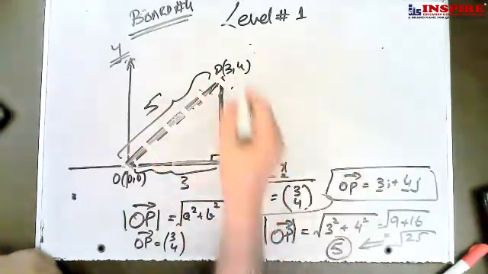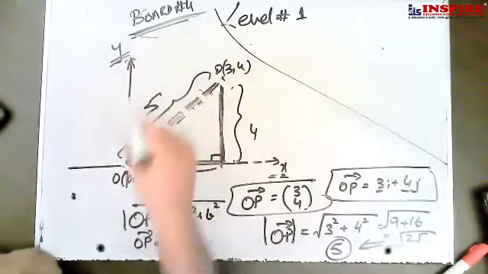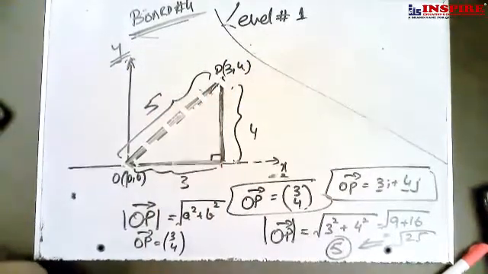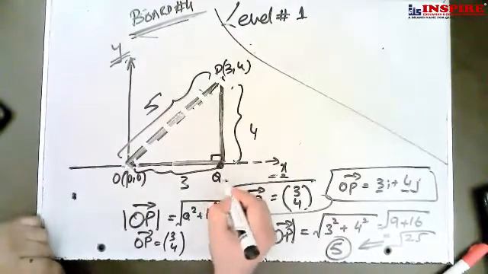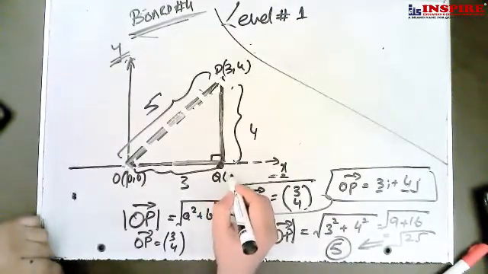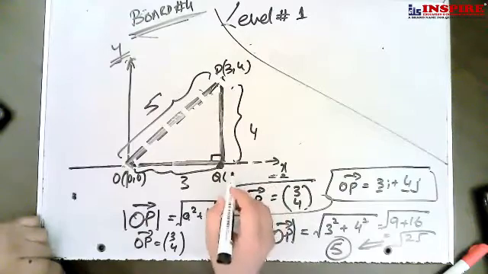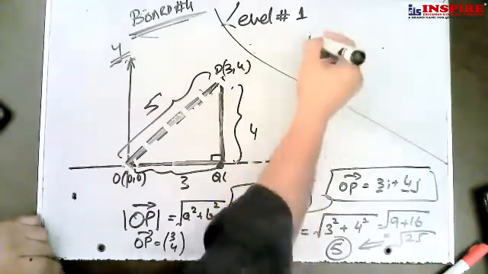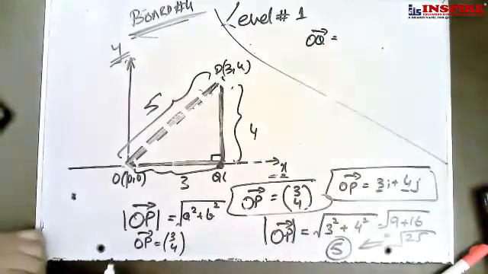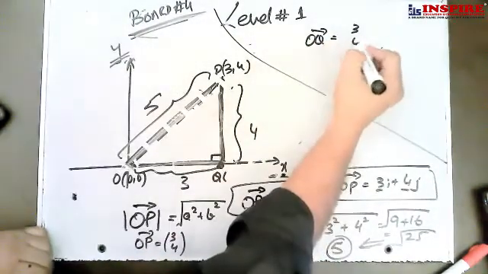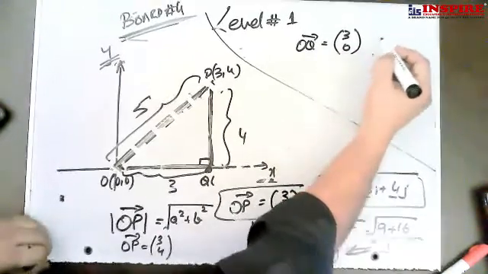5. Okay. Copy this. Board number 4. Easiest part of the board. So in our previous question, this was Q. This was what? Q. OQ was what? 3 and 0. So what's the magnitude of OQ?